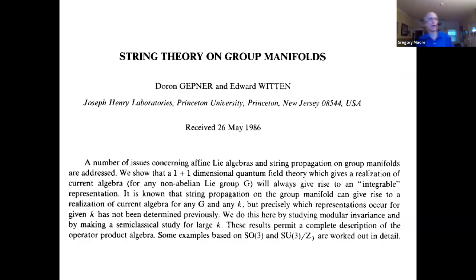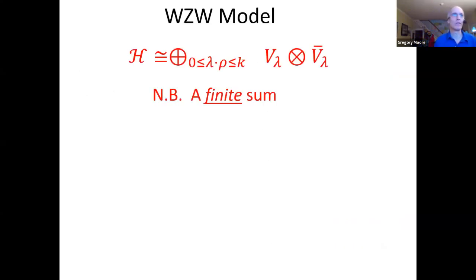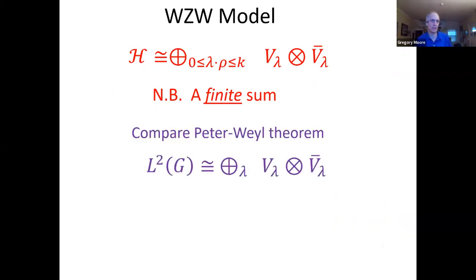Also, at that time, Gepner and Witten worked out the Hilbert space on the circle of the Wess-Zumino-Witten model, and it's a very interesting formula. It's a direct sum of what are called the integrable highest weight representations, and so it's a finite sum of, again, holomorphically factorized holomorphic times anti-holomorphic representations of the current algebra symmetry.